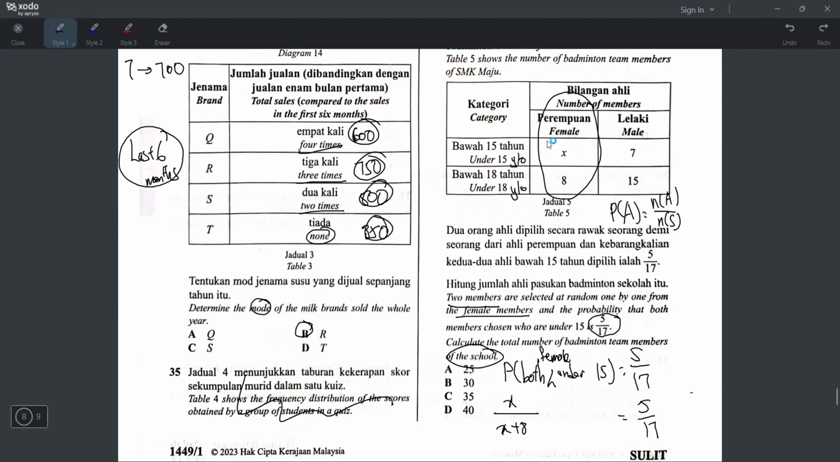So when you choose the first girl, the probability of under 15 will be X. Okay, X bilangan yang under 15 bahagi total. So that's why it's like this lah, X over X plus 8. But you have to times with the second selection because you choose 2 members.